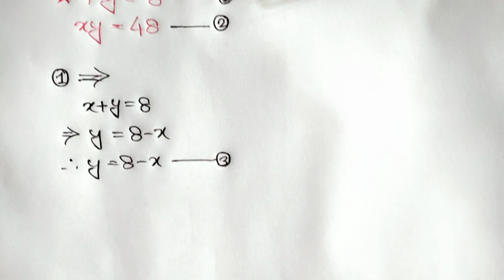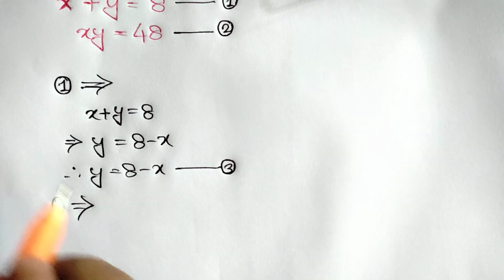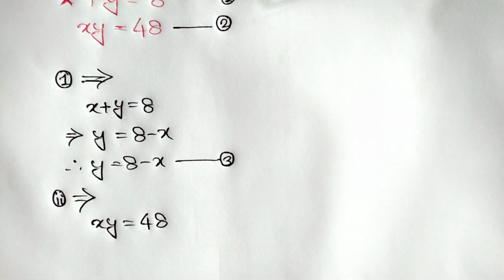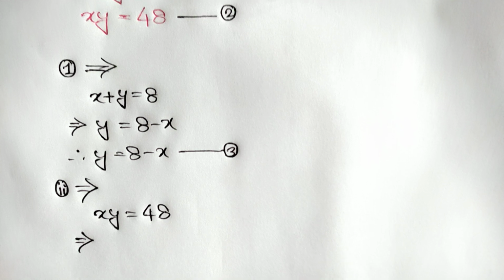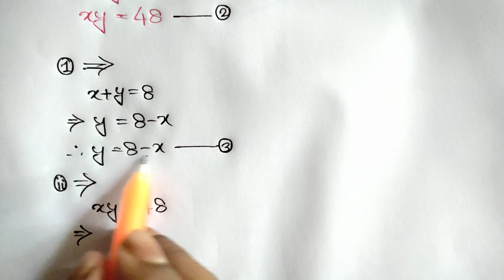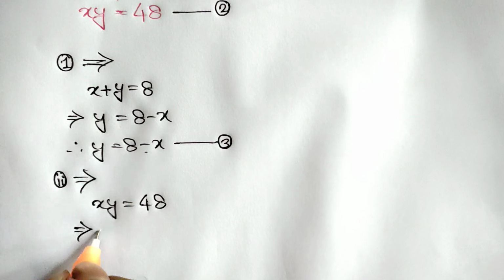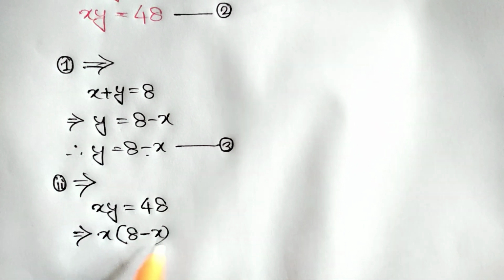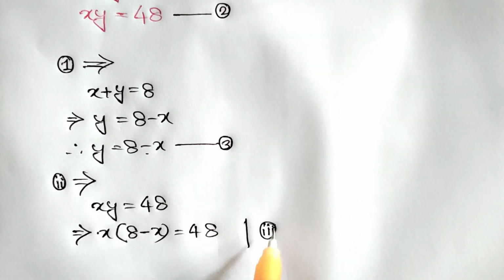Now from equation number 2 we will have xy is equal to 48. Here y is equal to 8 minus x from equation number 3. So we can write x times y, that means 8 minus x, is equal to 48 from equation number 3.